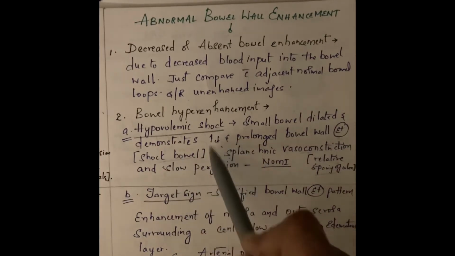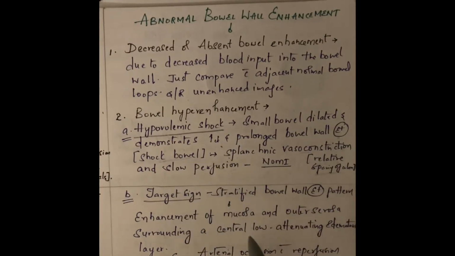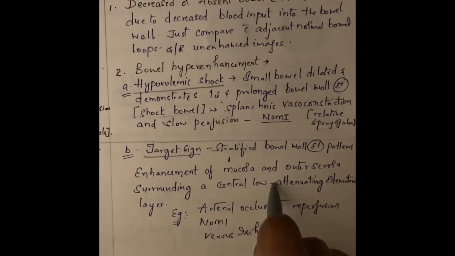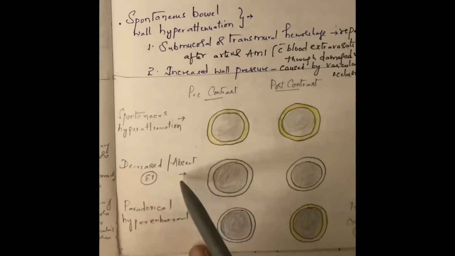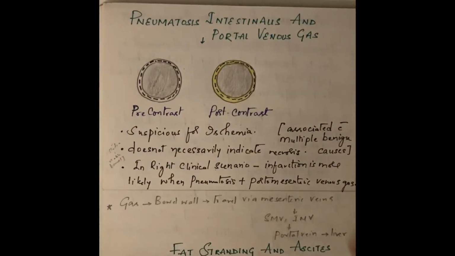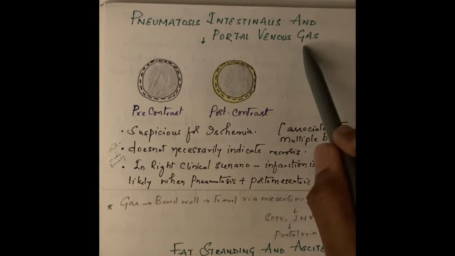This is shock bowel. Target sign, as you know, there will be enhancement of the mucosa and outer serosa with the edematous submucosa central. It's seen in venous ischemia, non-obstructive mesenteric ischemia, and arterial occlusion with reperfusion. So this is decreased or absent enhancement. Paradoxical hyperenhancement. Pneumatosis intestinalis and portal venous gas.